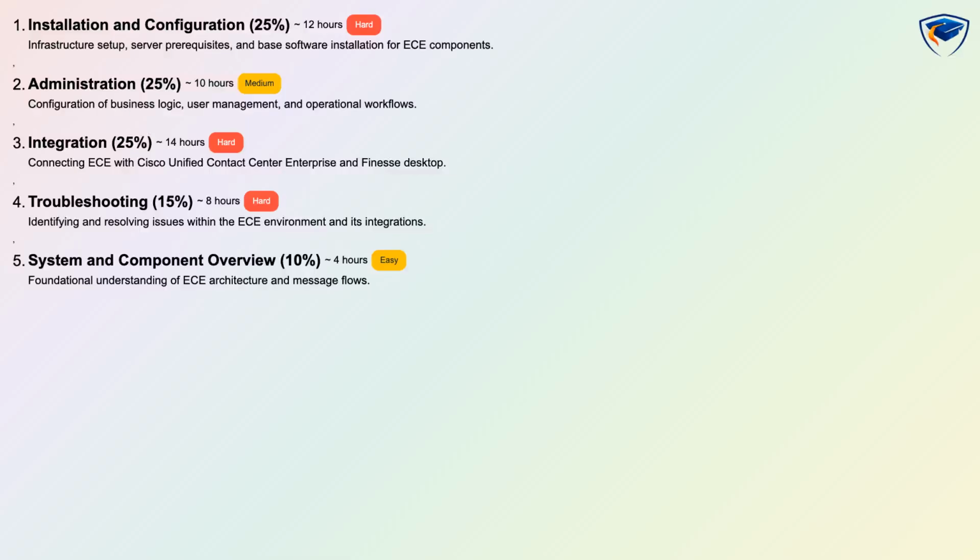Overview of the exam structure and domain weights is critical for efficient preparation. Installation and configuration is 25%. Administration is 25%. Integration is 25%. Troubleshooting is 15%. And system and component overview is 10%. Each domain lists difficulty, estimated learning hours, and assessment type so you can balance hands-on practice with conceptual study.